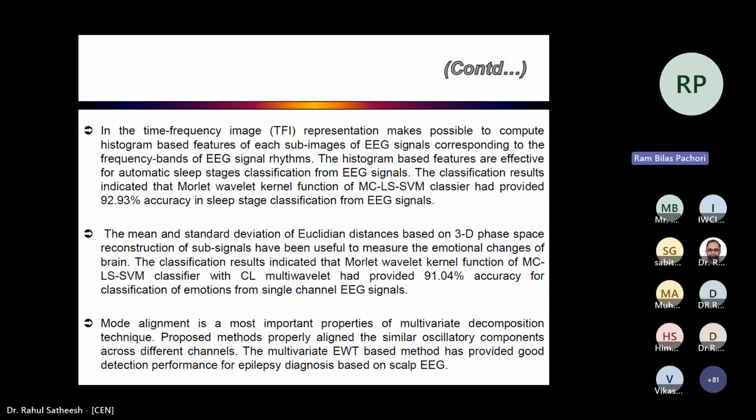And mode alignment is the most important property of multivariate decomposition techniques. And the proposed method, the multivariate empirical wavelet transform, aligns the similar oscillatory components across different channels. So the multivariate EWT based method has provided good detection performance for epilepsy diagnosis based on scalp EEG.